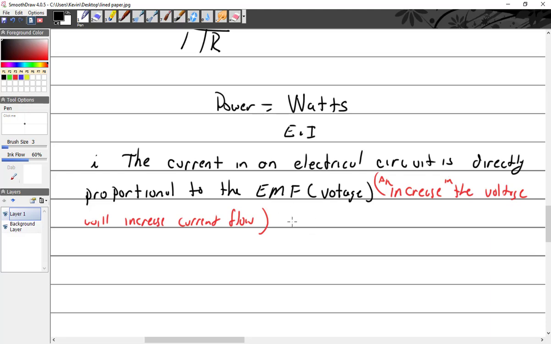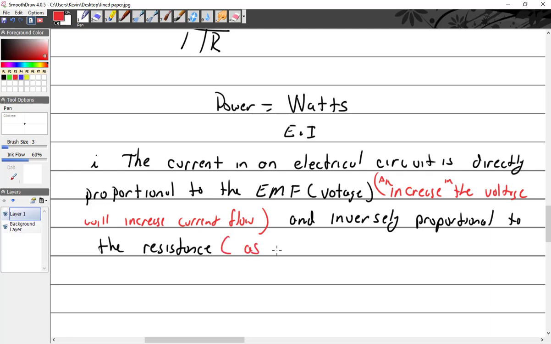And the rest of that is, EMF, voltage, and inversely proportional to the resistance. What is that saying? That if you have more resistance, you have less current. As resistance increases, current decreases.